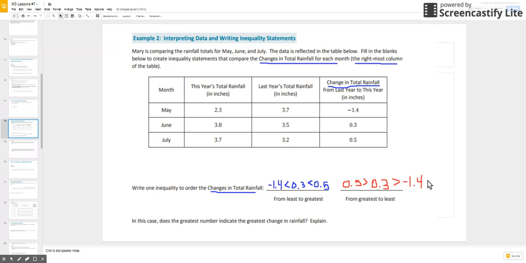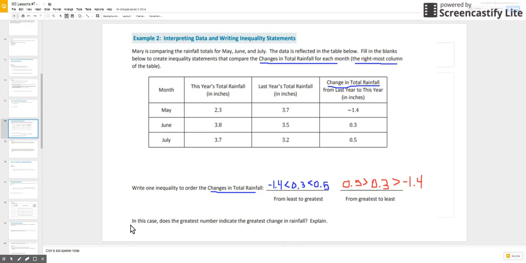Remember, it doesn't say the greatest value or the greatest number. It says the greatest change. This only changed by a half. This changed by 1.4. 1.4 is a greater change. It's not a bigger number or a greater number. It's a greater change in rainfall. And that's what we're talking about, change in rainfall. So we need to write a statement here.